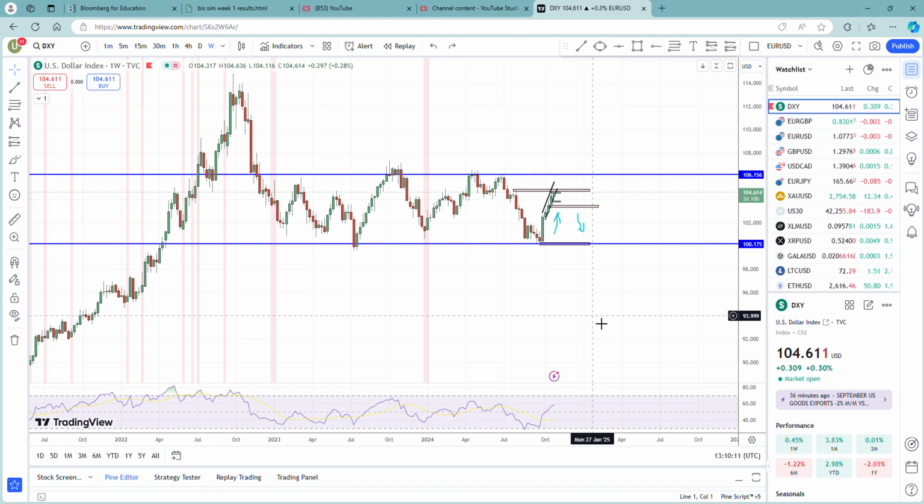I'm going to break down the charts starting with the DXY, moving to the USD pairs. I'll then go into USD CAD and finally EJ as well. So let's get started on the dollar index.